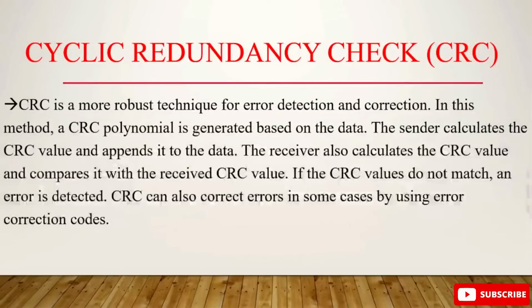Next method is cyclic redundancy check, in short, CRC. This method is more important. CRC is a more robust technique for error detection and correction. In this method, a CRC polynomial is generated based on the data. The sender calculates the CRC value and appends it to the data. The receiver also calculates the CRC value and compares it with the received CRC value. If the CRC values do not match, an error is detected. CRC can also correct errors in some cases by using error correction codes.